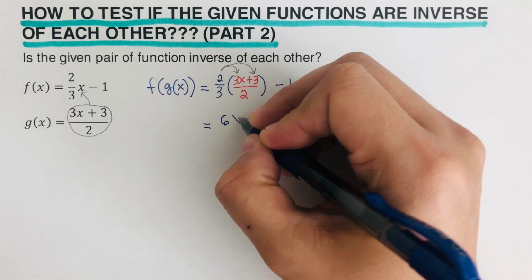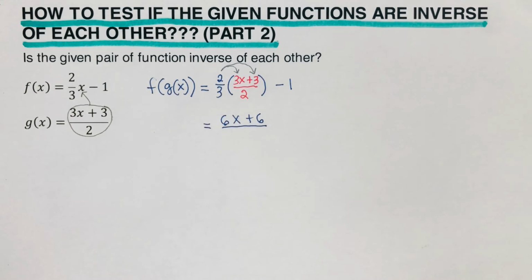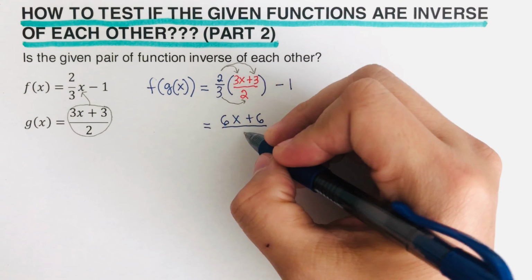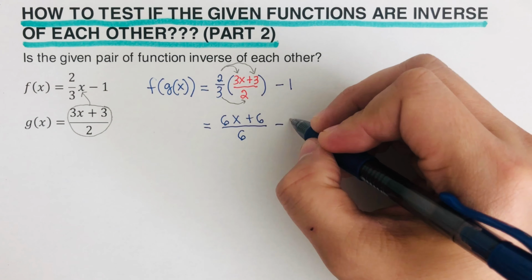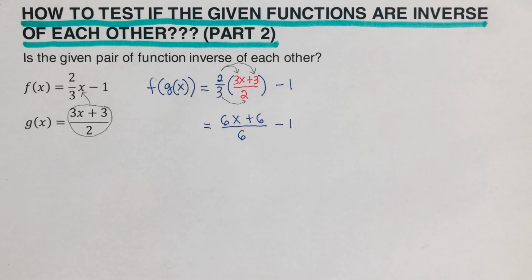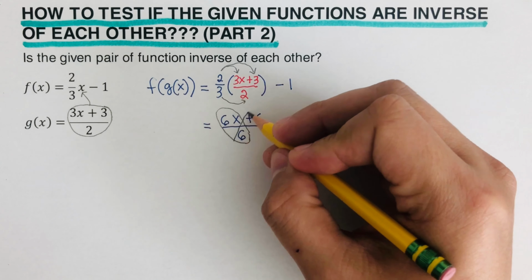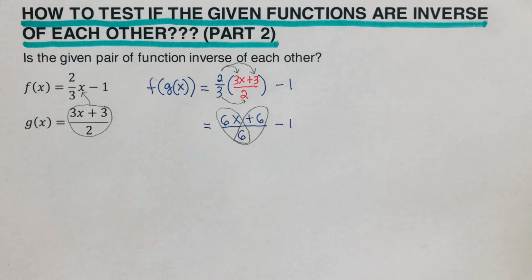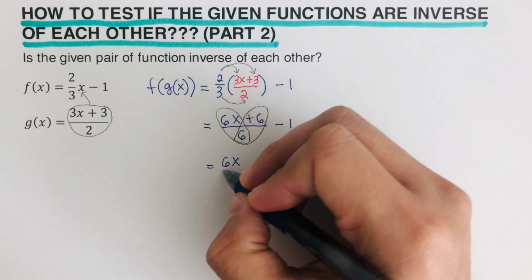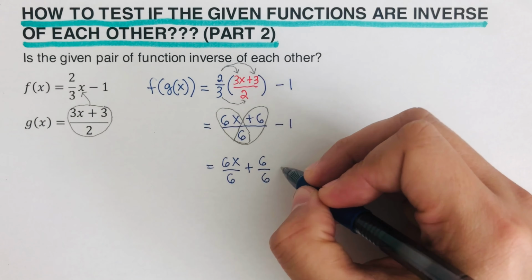So that's 6x plus 6. And that's over 3 times 2 would be, so again, we distribute this one right here. 3 times 2 is 6, and there is still a minus 1 at the end. So then we go ahead and simplify this fraction first. We remember that this 6 is the denominator for both of them. So this is shared by both of them. So then we can go ahead and simplify this as 6x over 6 plus 6 over 6, and that's a minus 1.